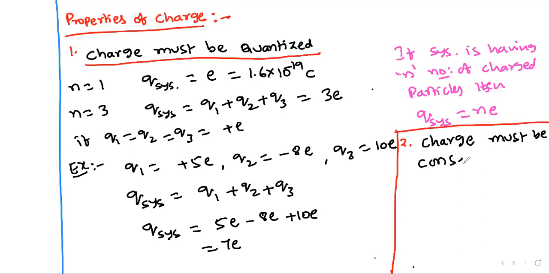Charge must be conserved. That means the number of positively charged particles must be equal to the number of negatively charged particles, such that the total charge will be 0. We can write it as the number of positive particles, n plus, is equal to the number of negative particles, n minus, such that the total charge will be equal to 0.